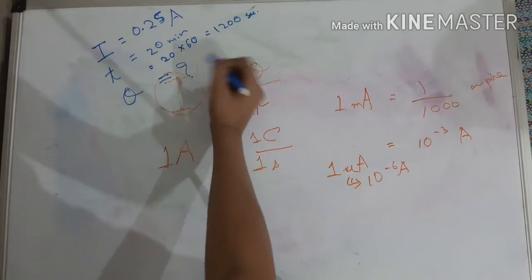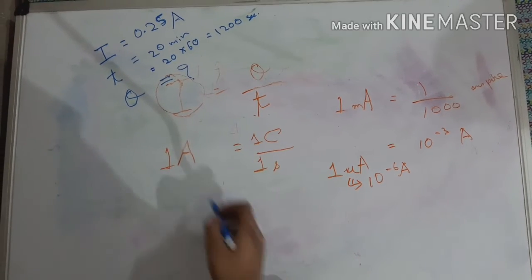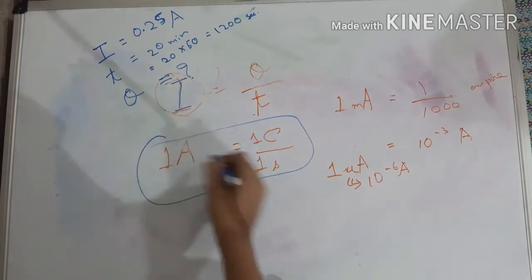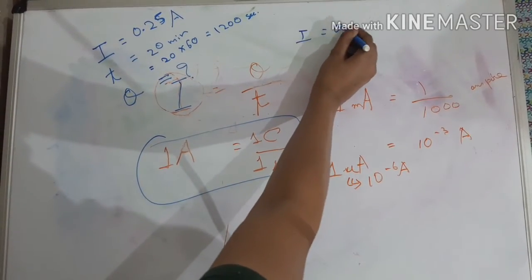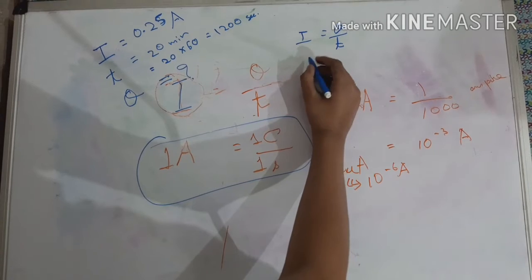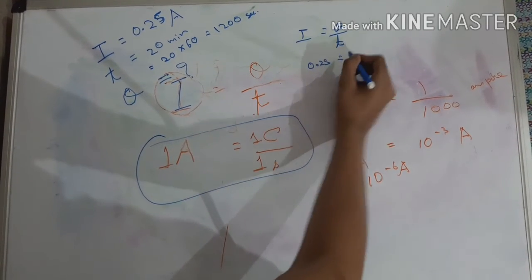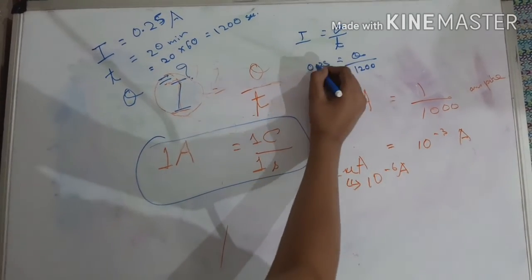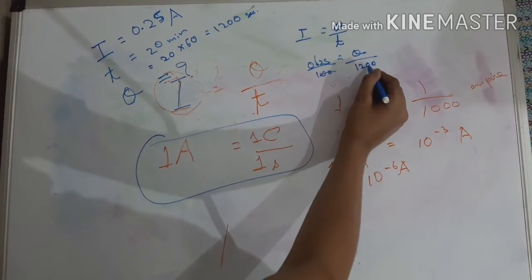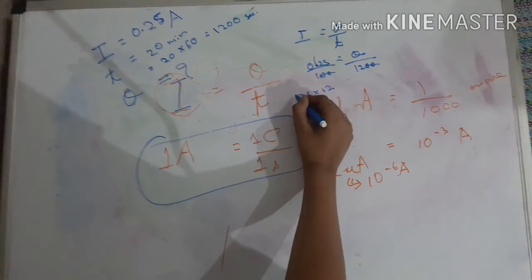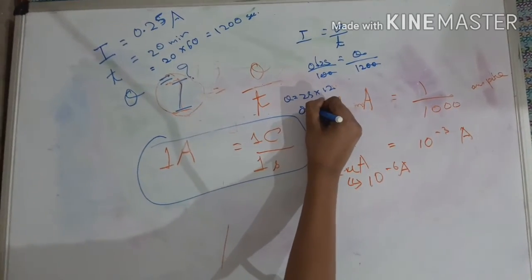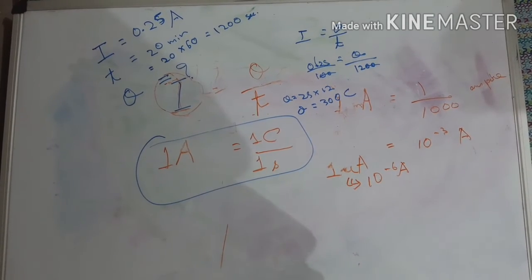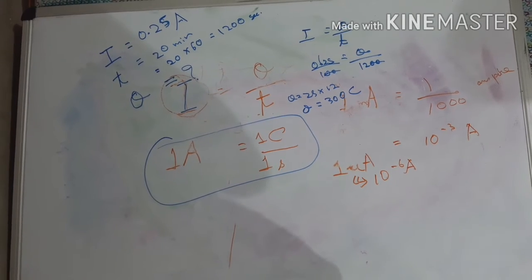We don't know it. So from this equation, we know that I is equal to Q by T. I is 0.25, equal to Q, which we don't know, by T, which we know is 1200. Just multiply this by 100, just cut it. So 25 into 12 is equal to Q. So Q is nothing but just 300 coulombs. So this is what electric current is.